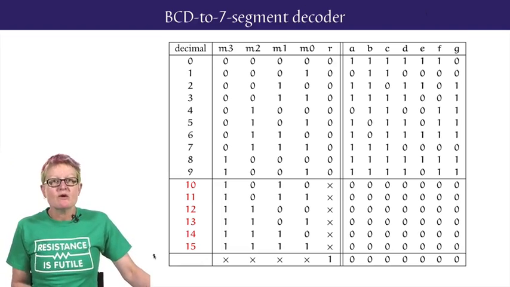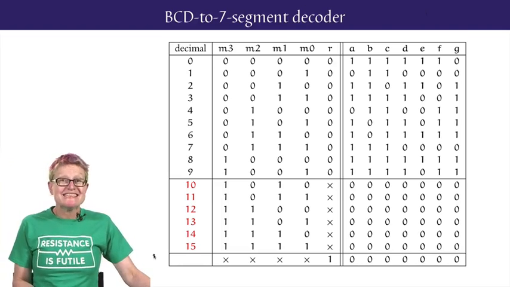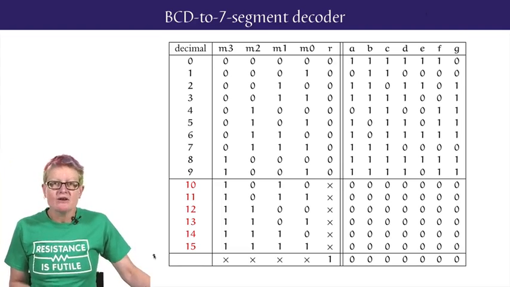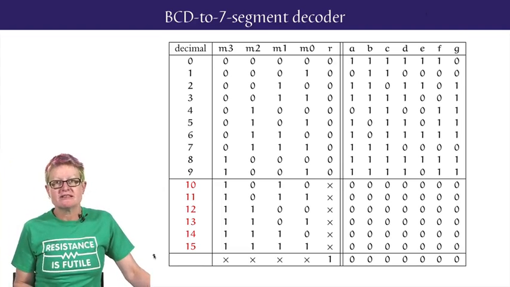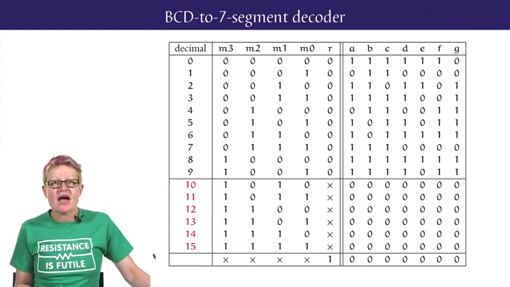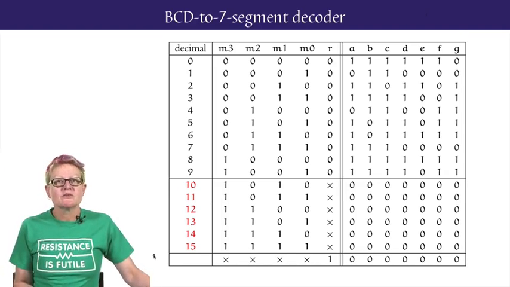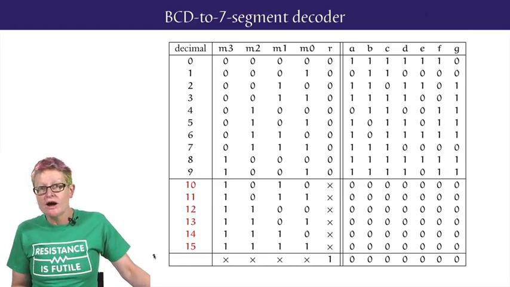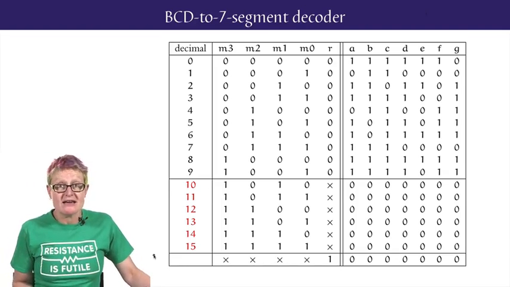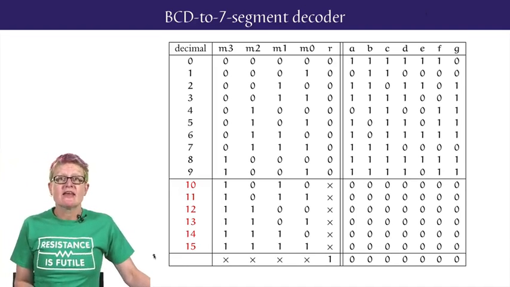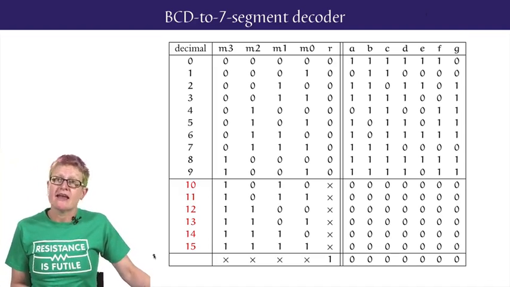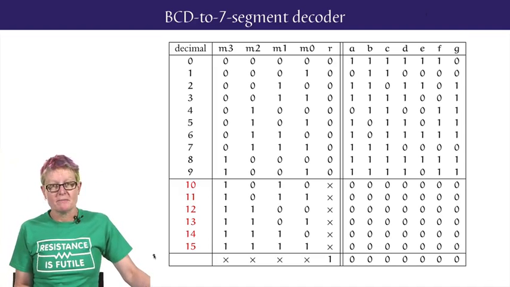When the decimal value of the 4-bit input M is between 10 and 15, we don't care whether the control input R is 0 or 1. Either way, the output is all zeros and no segments are lit up. Likewise, when the control input R is 1, the value of M won't matter, as in all such cases, the output is all zeros and no segments are lit up.